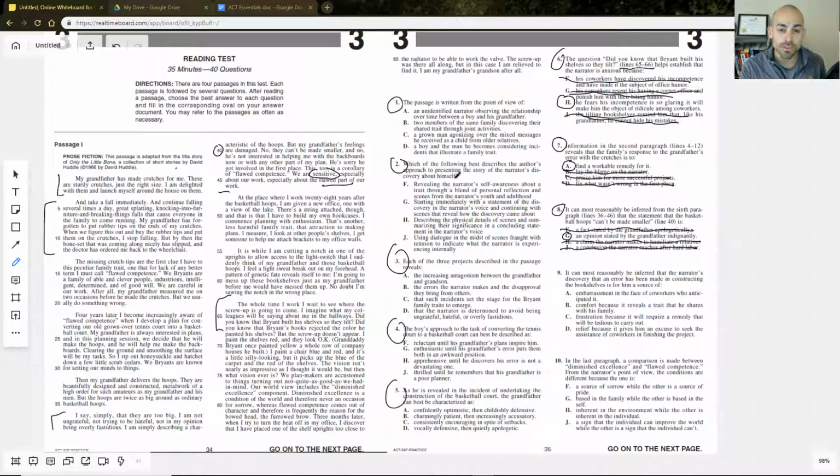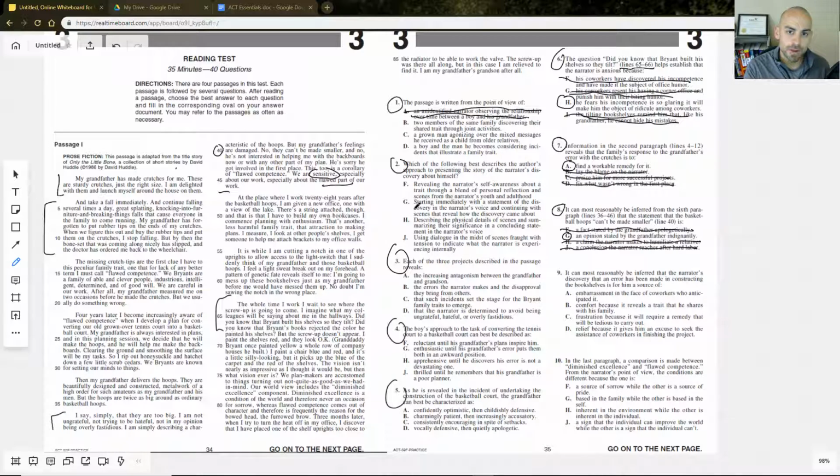We have a better idea of what this passage is, and we haven't even read the whole passage. Now, it's not necessarily mean that we can automatically go back to number 1, but in this case, I'm going to show you how it actually can help us in number 1. So 1, the passage is written from the point of view of, all right, let's look at our answer choices. A, an unidentified narrator observing the relationship over time between a boy and his grandfather. No, we know it's the grandson himself. So it's not some random person from third person.